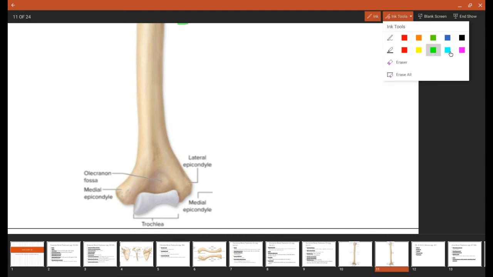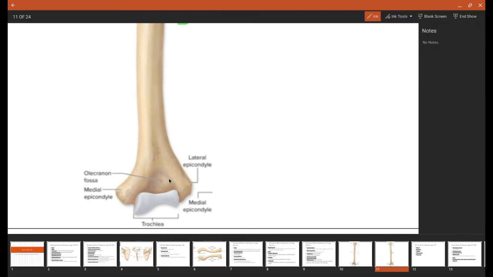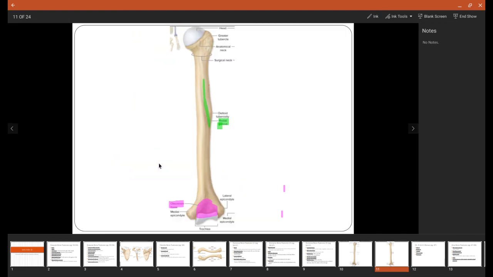And then our last fossa, we can see right here, which is the olecranon fossa. And this is the bigger one. It actually goes deeper into the bone than the other two fossa do. This is called the olecranon fossa. And that will complete bones of chapter 5.